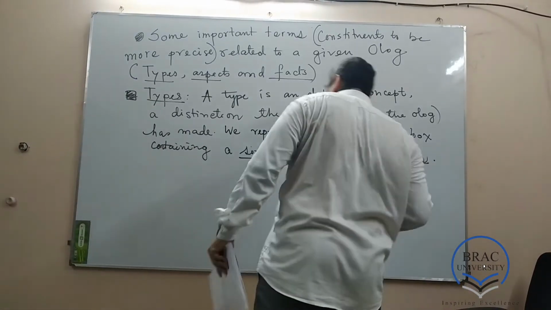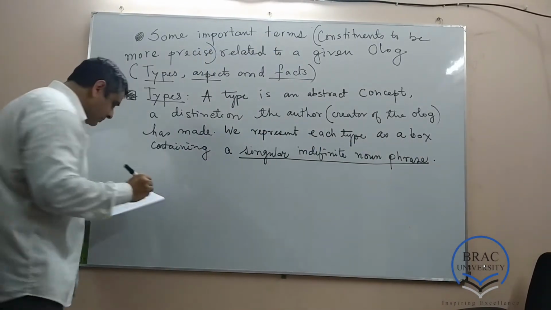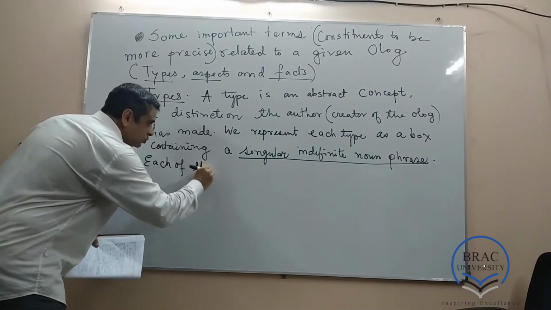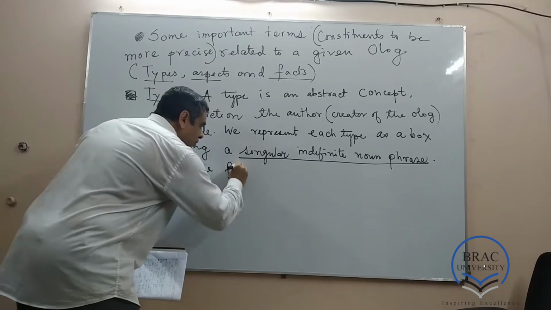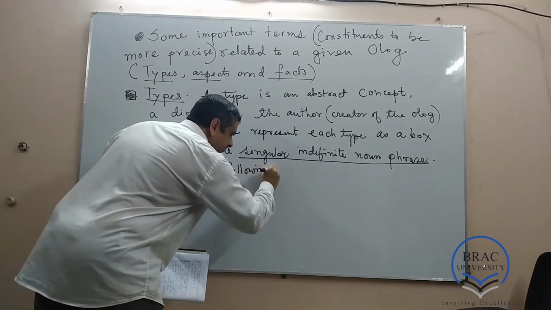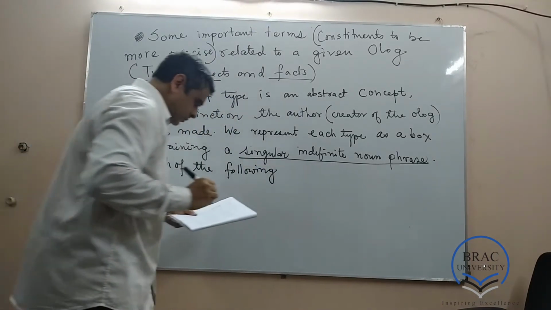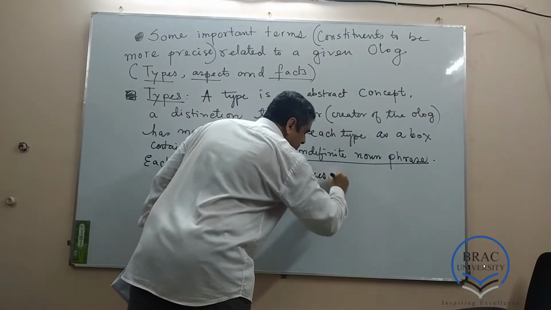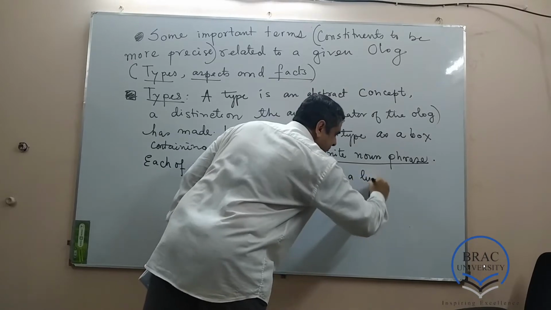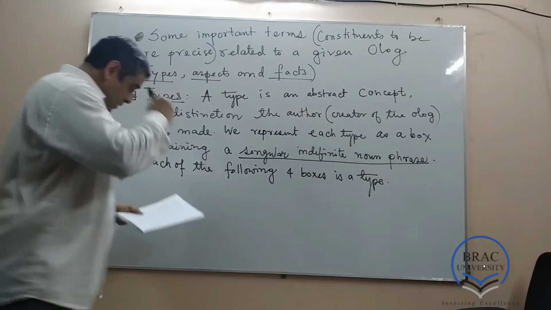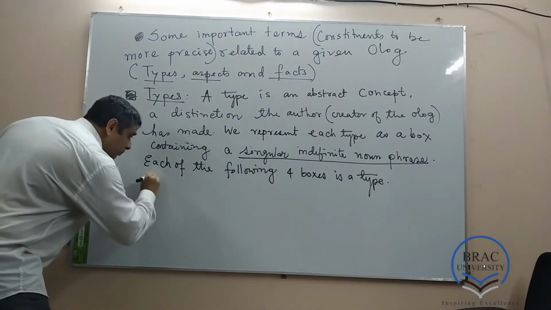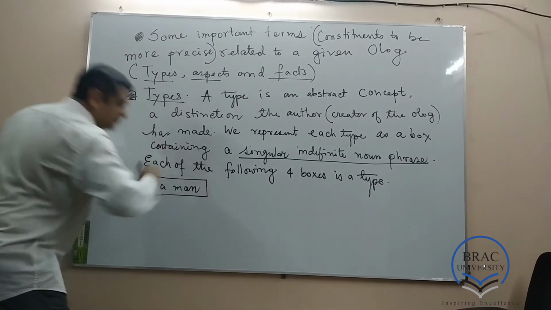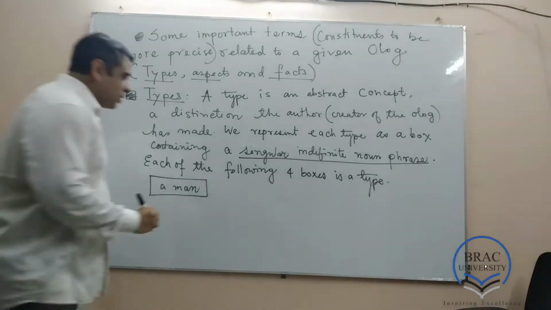So examples, I'm giving you some examples here by drawing some boxes. Each of the following four boxes is a type. Okay. A man. A box labeled by a man. An automobile.